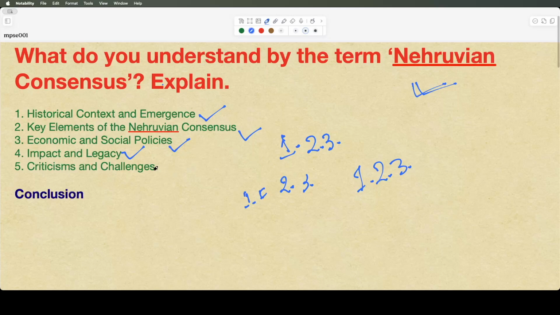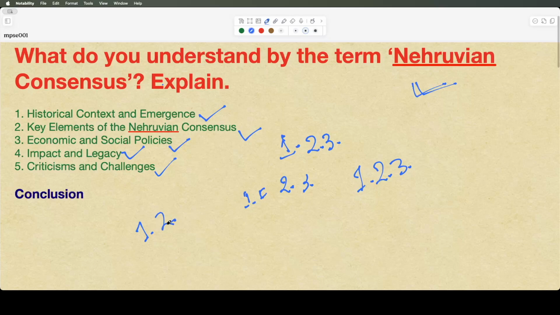Fifth part is criticisms and challenges. First one is economic constraints. The state-led economic model faced criticism for inefficiency and lack of competitiveness. Bureaucratic control and the license Raj stifled entrepreneurial initiative and led to economic stagnation in the long run. The shortcomings of the Nehruvian economic policy eventually led to economic liberalization in the 1990s.